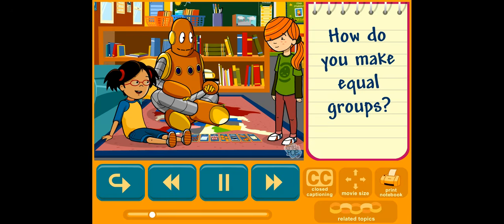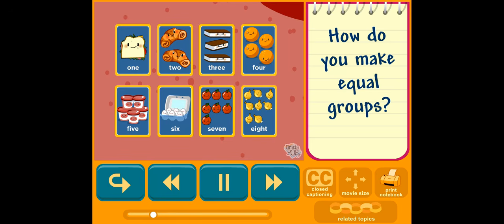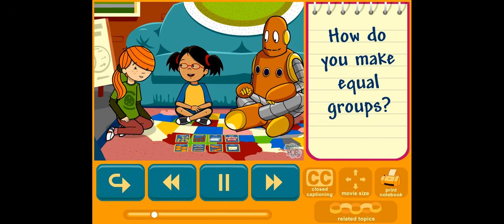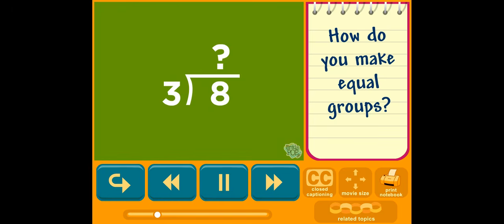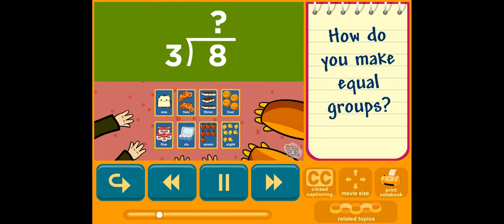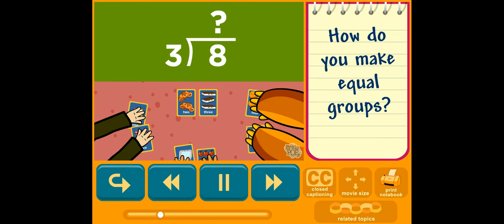Becca, do you want to play? We have 8 cards, but now we have 3 players. How many cards do we each get? What is 8 divided by 3? Divide the cards into equal groups to figure it out. Uh-oh, we can't divide them equally.